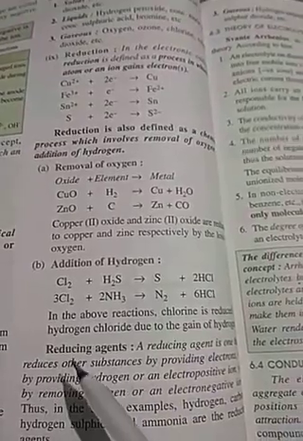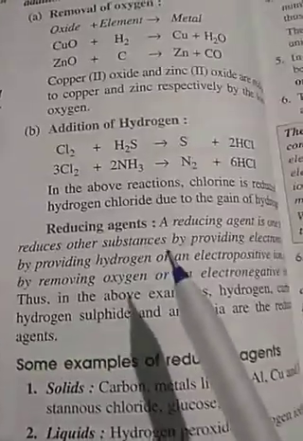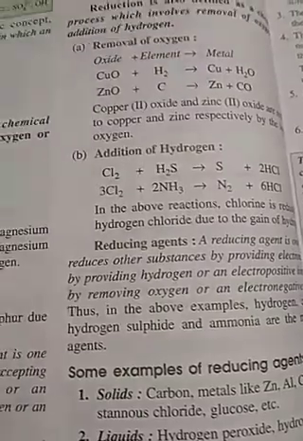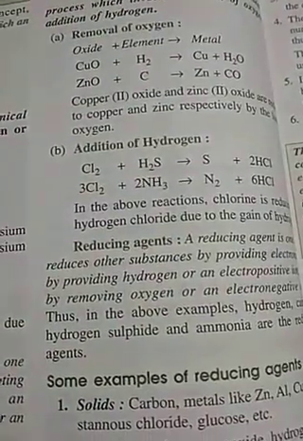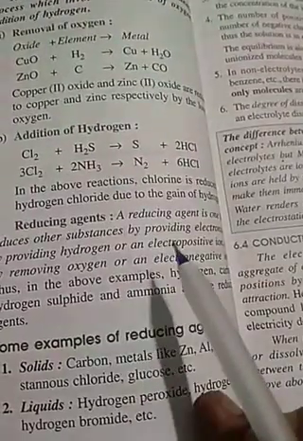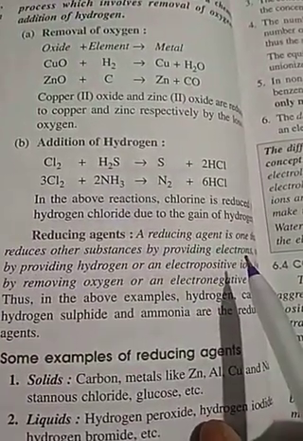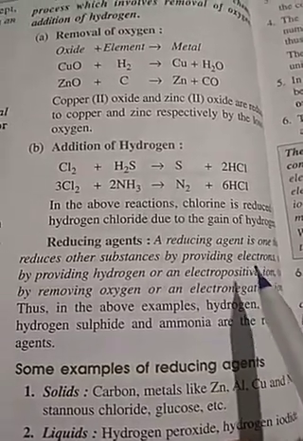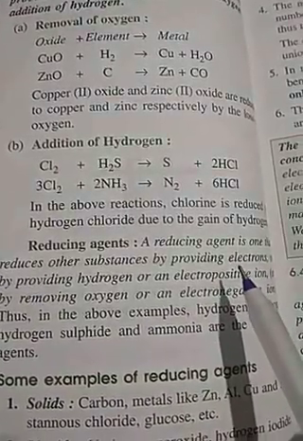Now once again, just like the oxidizing agent, what is a reducing agent? A reducing agent is one which reduces the other substance. How will it reduce? By providing electrons. Who will provide electrons?